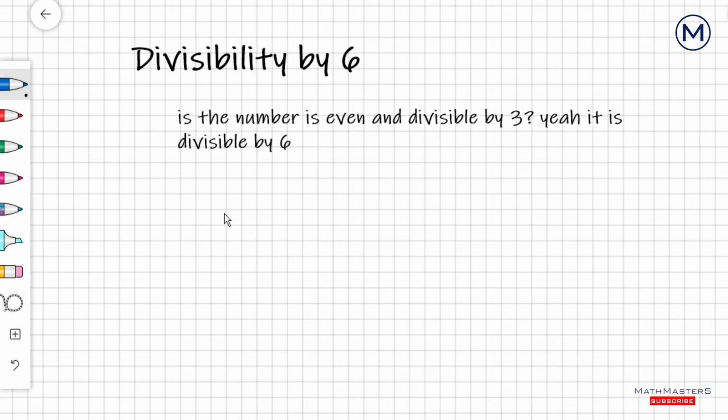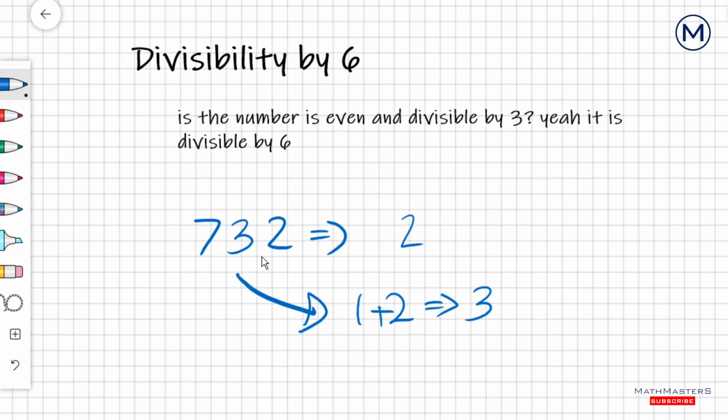For example, let's take 732. We know that this number is an even number. So this is divisible by 2. If we find the digital root of this number by adding the digits, we will have 12. Again, we add 1 and 2. We will have 3. Which means this number is divisible by 3. So we can clearly say 732 is divisible by 6 also.